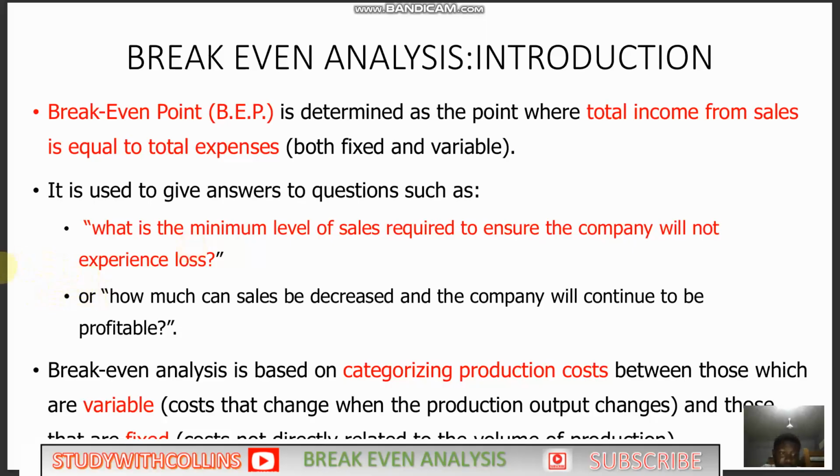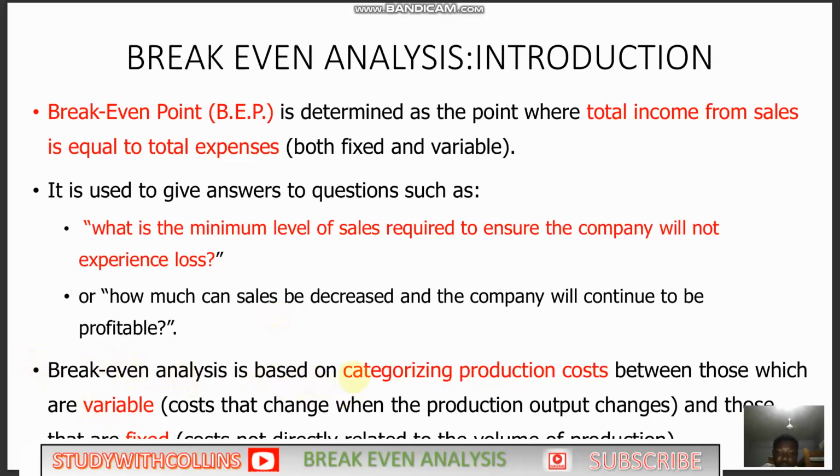Another question the break-even point answers is: how much can sales be decreased and the company will continue to be profitable? So this provides insight into how much room there is to handle a potential decline in sales.